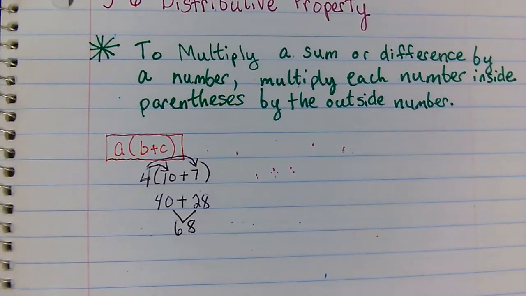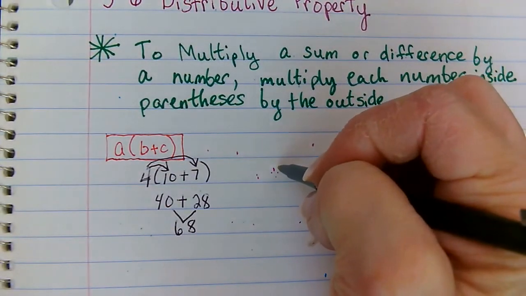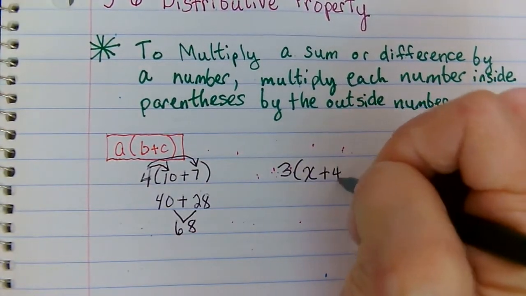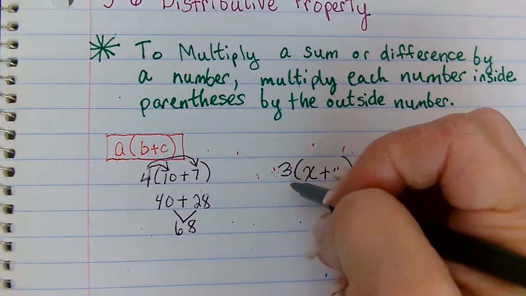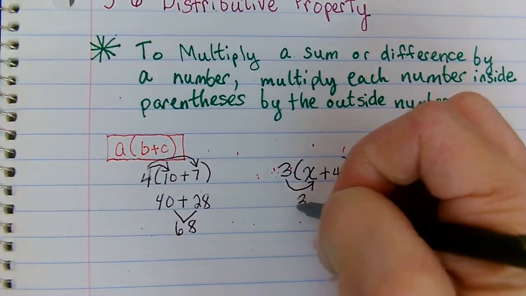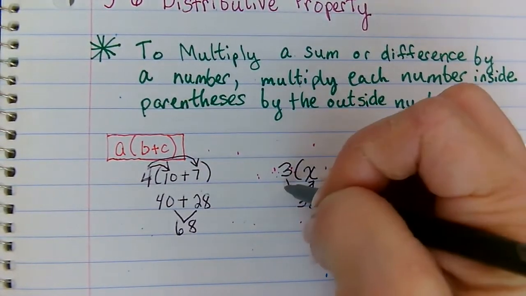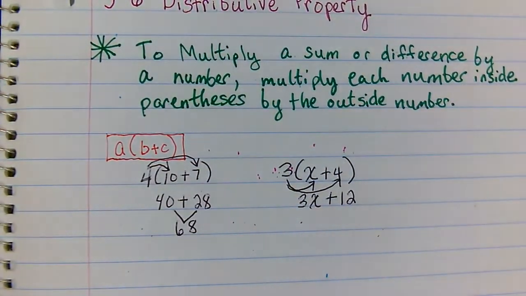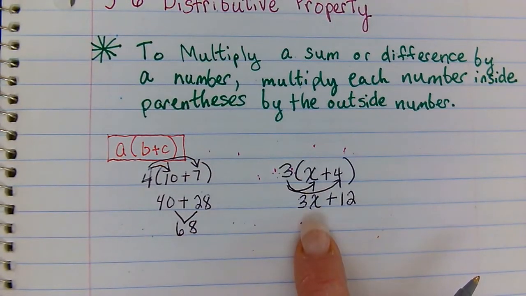Now let's go over the next one. Let's use a variable this time from algebra. 3 times the quantity of x plus 4. We are going to multiply, and I'll do the arrows underneath just for a switch. 3 times x, which is 3x. Bring down my plus. And 3 times 4, which is 12. And that's as simple as it gets because x is an unknown factor. We can't work any farther.